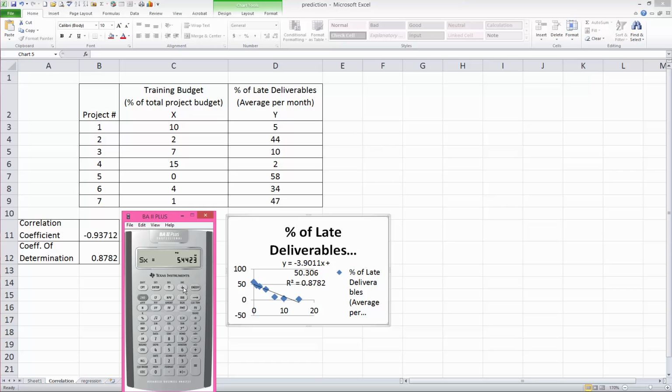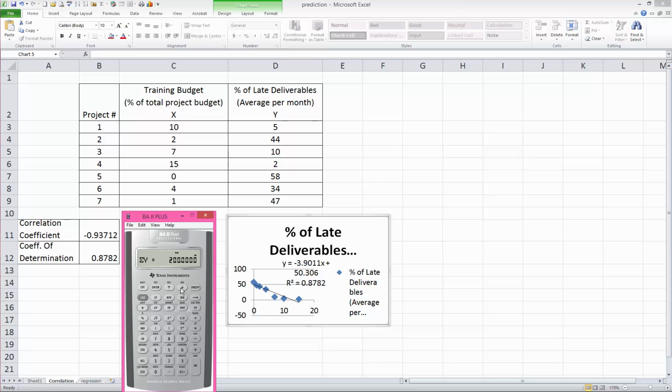Average x, sample standard deviation of x, population standard deviation of x, y bar, sample standard deviation of y, population standard deviation of y, intercept and slope for the regression line, and then the R value, or the negative 0.94, which was our correlation coefficient. At this point, we can enter an x value to make a projection using the line.